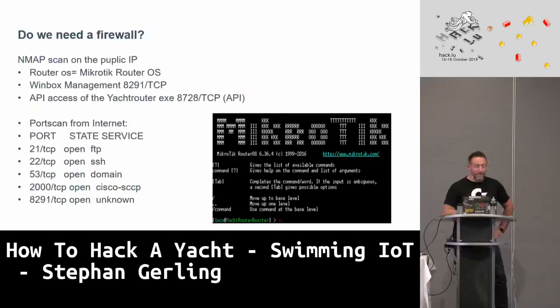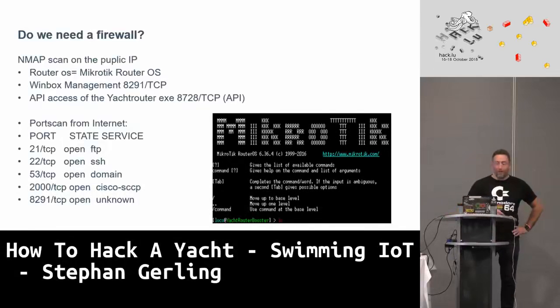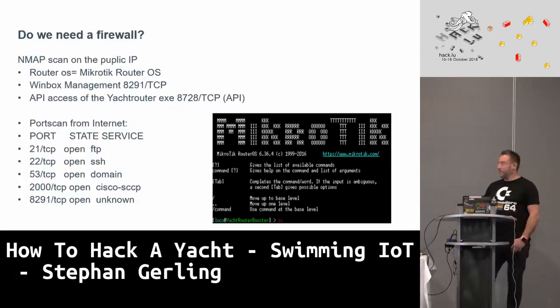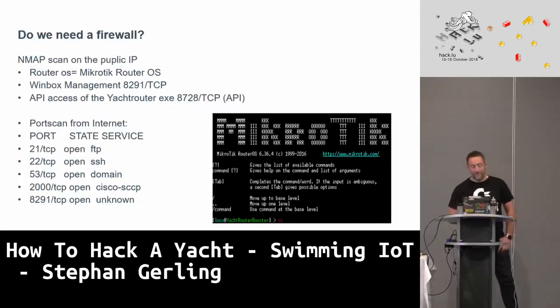Okay. So then I was looking for other things. I started Nmap and looked, okay, the device is now online in the network. I looked up the IP address of the device and then started scanning from the internet to see if there is something configured like a firewall or not. So do we need a firewall? I think the developers don't think about that. So yeah, you find some ports that are open. The last port, 8291 TCP, is the interesting one because we need it later.